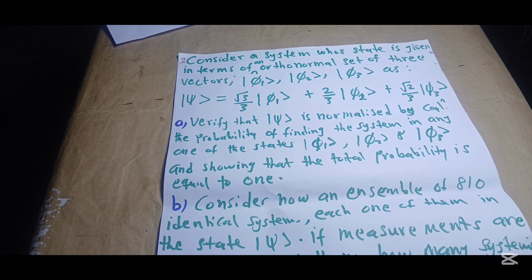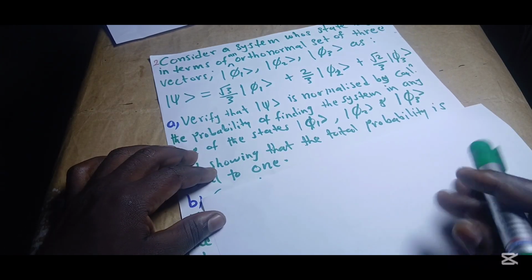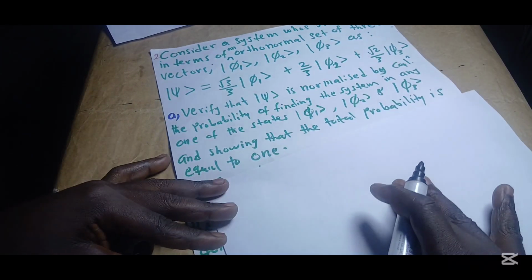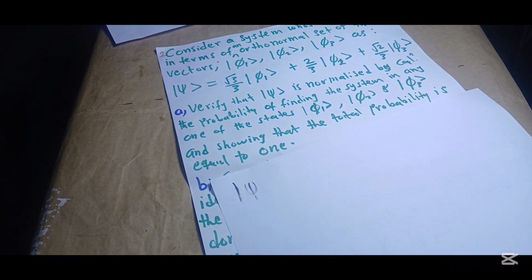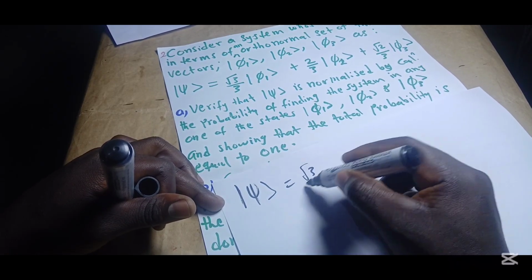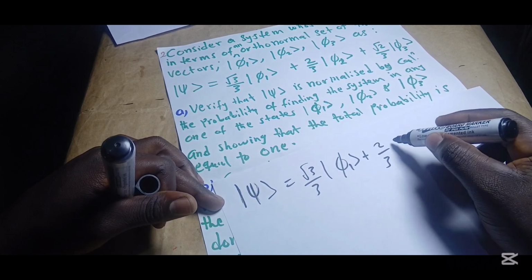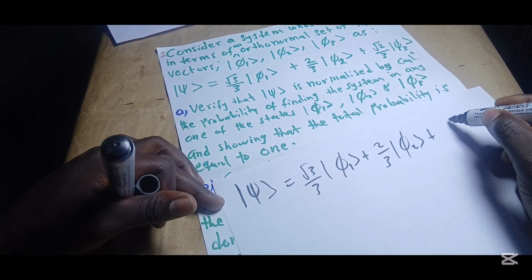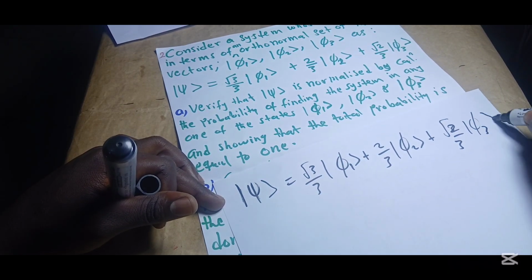Now we will start solving the question one by one. First of all, we start with part A. So now let's write the state of the system. Psi equal square root of 3 over 3 phi 1 plus 2 over 3 phi 2 plus square root of 2 over 3 phi 3.